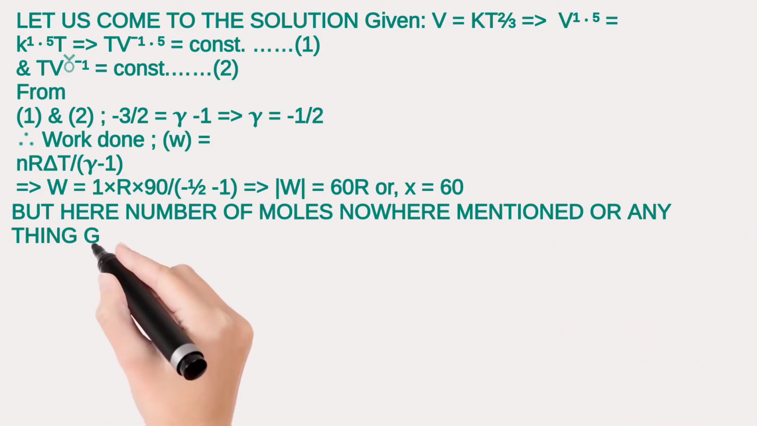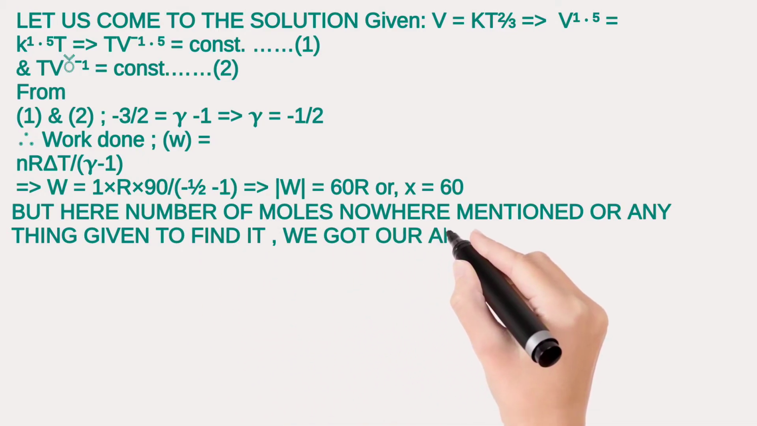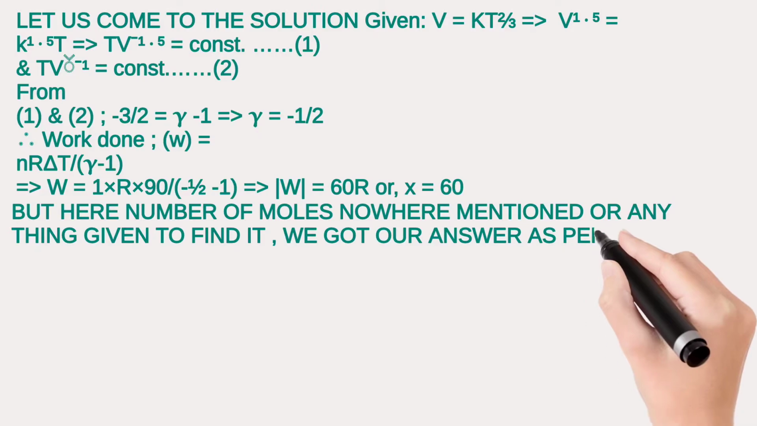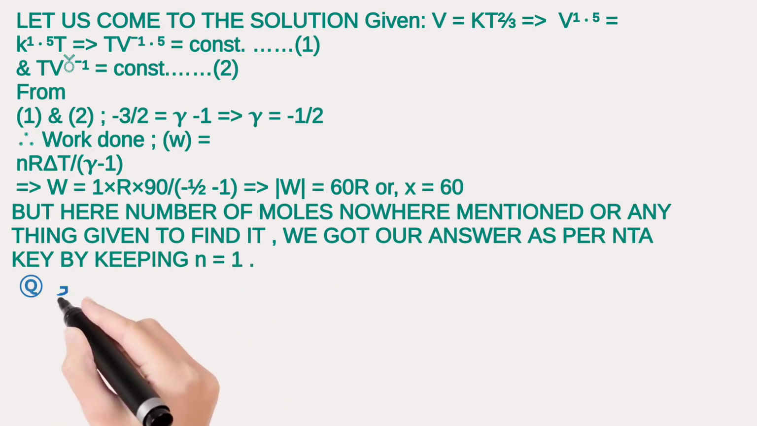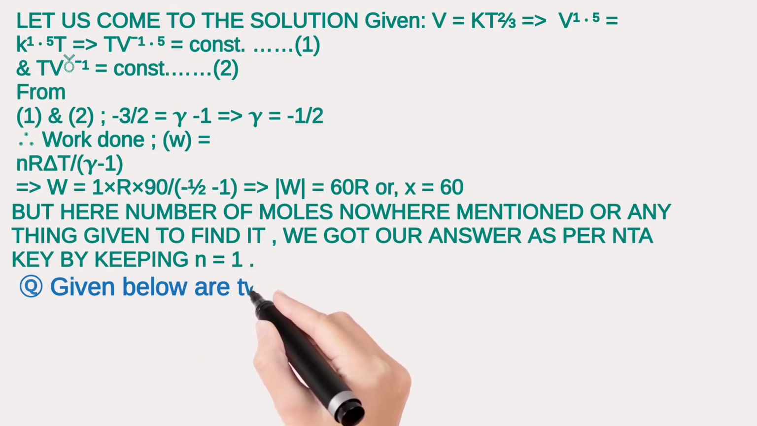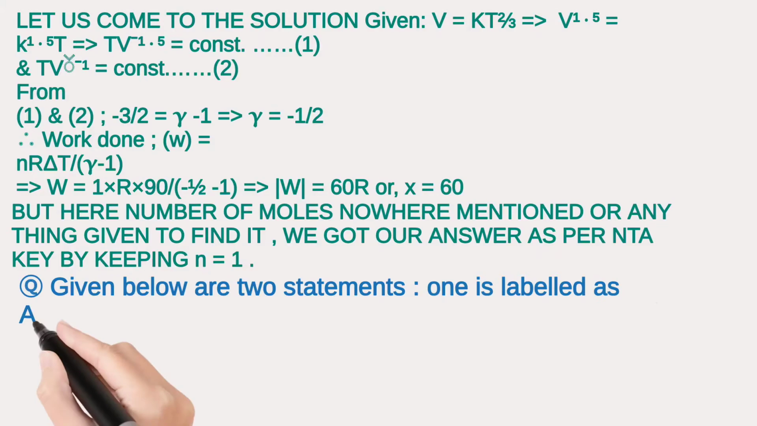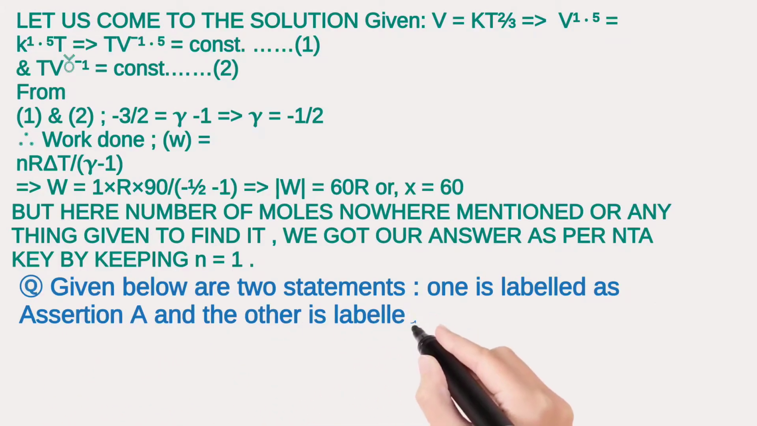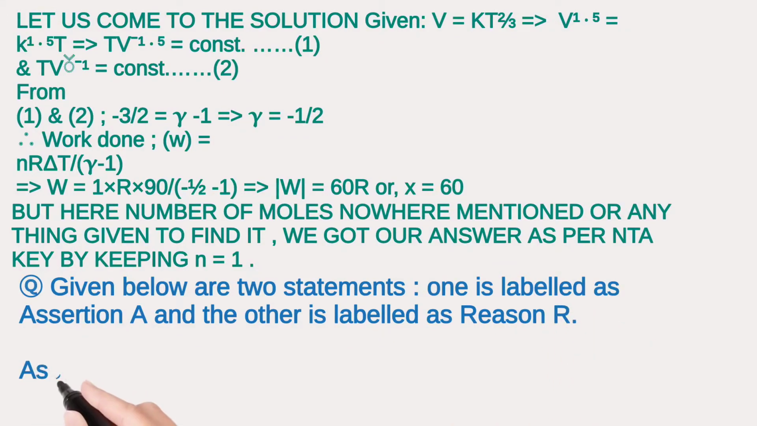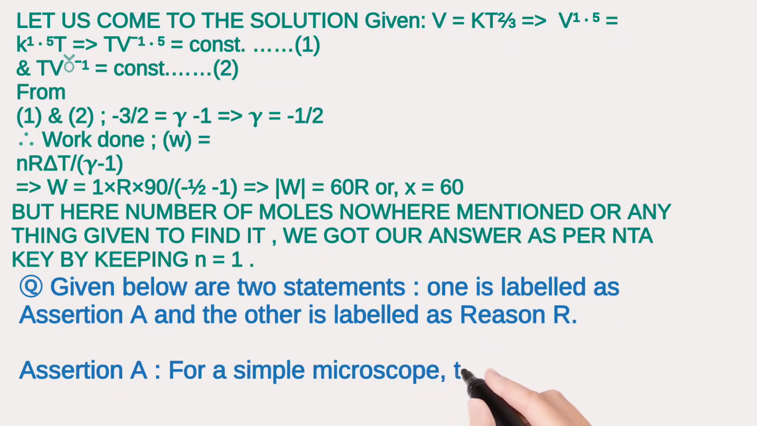Thus work done is equal to nR delta T by gamma minus 1. Here what is n? I have taken 1, then it is 1 into R into 90 by minus 1/2 minus 1. It means the modulus of work done is 60R, or X is 60. But here the number of moles is nowhere mentioned or anything given to find it. We got our answer as per the NTA key by keeping n equal to 1. Now let us come to the next question.